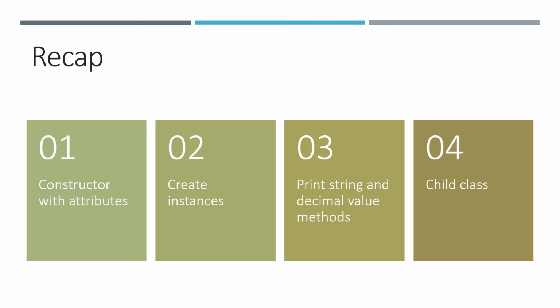So to recap, if you've been following along through this program, you should have created a fraction constructor with the two attributes. You should have created instances of the class and the print string and decimal value methods. And you should have created a child class called quarter, which inherits all of these methods.